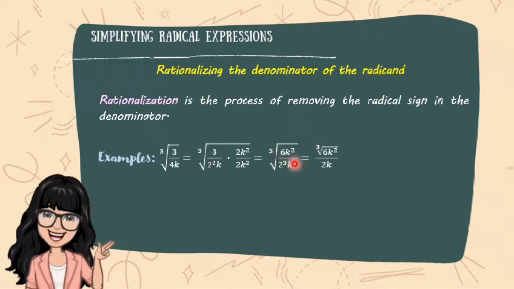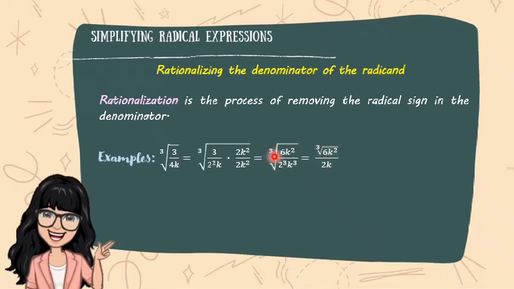So our expression now is cube root of 6k squared divided by cube root of 2 cubed k cubed. Again, 2 cubed here is equal to 8. We have expressed 8 as 2 cubed because we want to show that our index here and our exponent are the same. So we simplify. So cube root of 6k squared. We know that 6 is not a perfect cube. K squared is not a perfect cube. So we leave them the same. So no need to simplify our numerator.